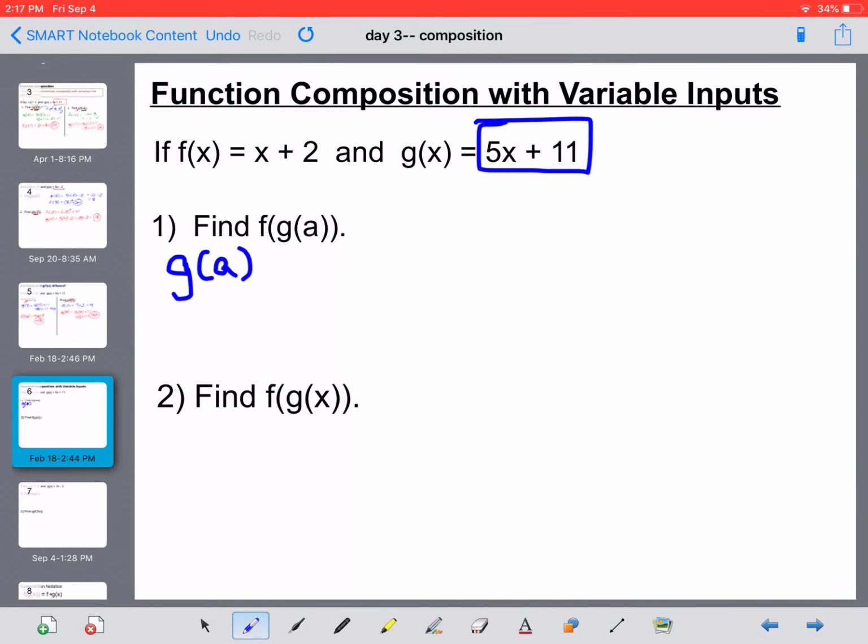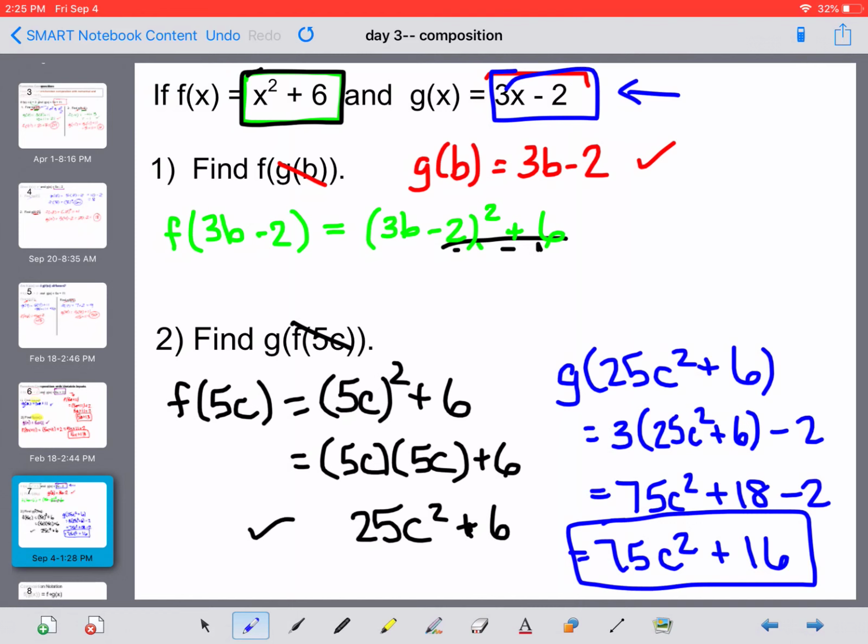Now, as we saw in those examples, function composition with variables is going to always look a little more complicated. However, if you follow the same steps we did with the numerical problems, you'll find that function composition here is just as doable as with the numbers from the previous video.